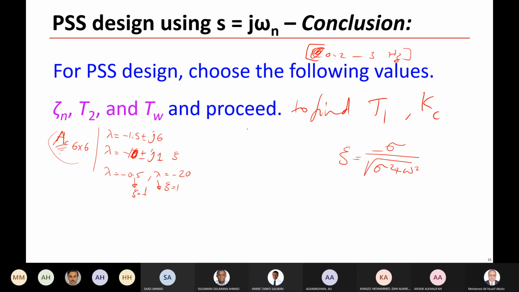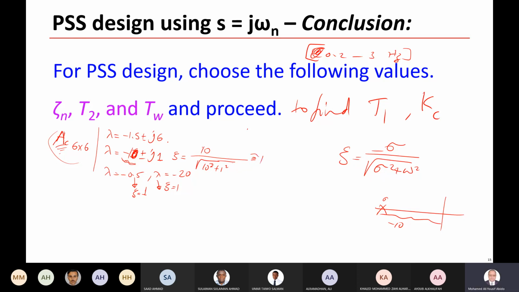Here, how much is zeta? Zeta for this oscillating mode equals 10 over square root of 10 squared plus omega squared, so this is approximately 1 also. It is well damped because you can see sigma equals minus 10, which means the pole is very far in the left hand side. Definitely this is minus 10 plus minus j, so it is here. But with sigma equal to minus 10, this is a well damped oscillation, so this is approximately 1.